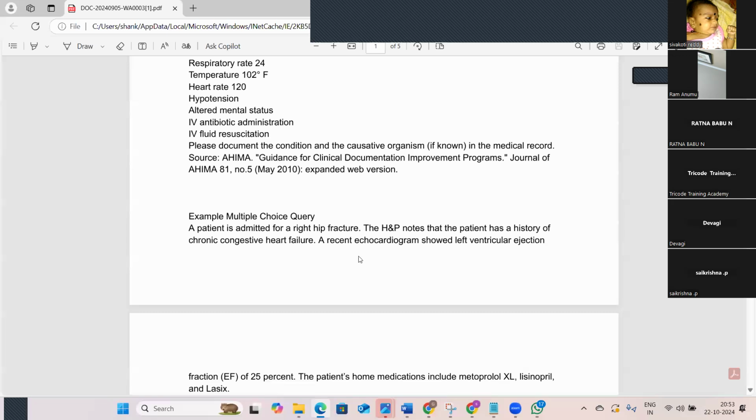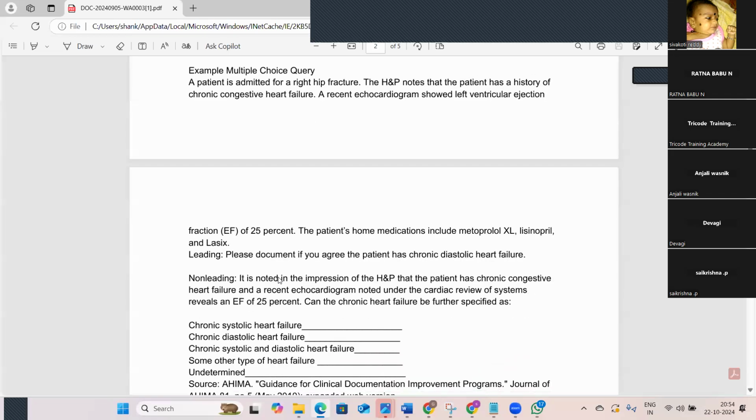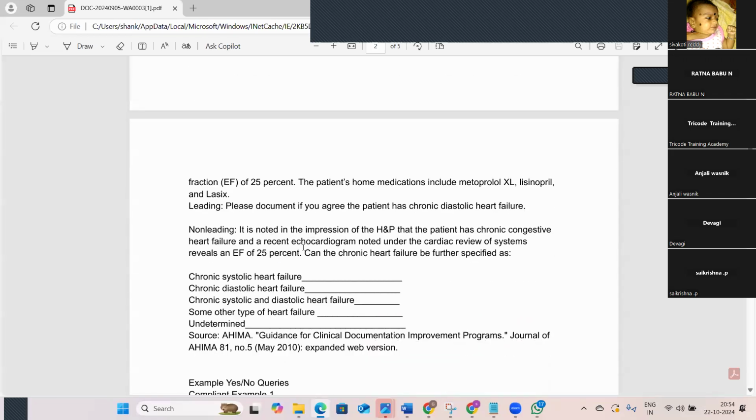Right. Okay. Recent echocardiogram, and you said history of chronic congestive heart failure. Correct, chronic congestive heart failure is mentioned. Then what are we missing here? Something is missing in this wording. Specification, the type, right? Diastolic or systolic. Yes, we don't have that specificity, so that is what we need to raise a query for.